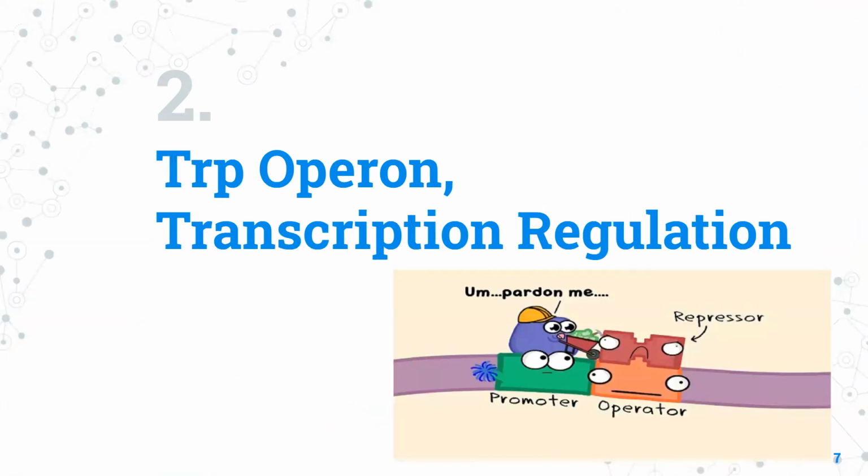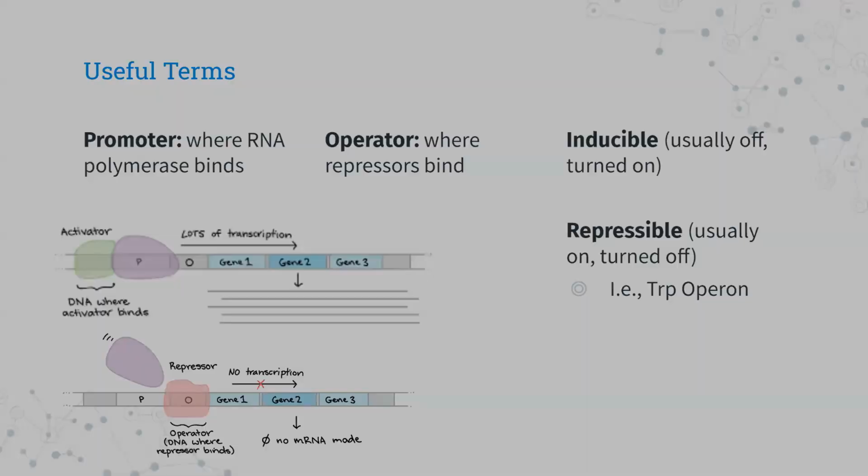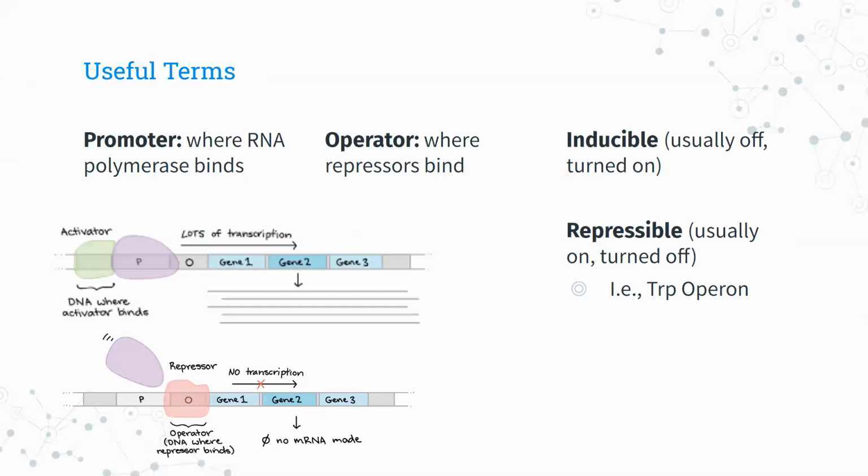Okay, the TRP operon, this is going to take a little longer. This is about transcriptional regulation. Just to go through the operon again, the promoter is where the RNA polymerase binds. It's marked with a P here with the purple blob on it. The operator is where the repressor binds, which stops that promoter from binding. This is the pink blob in the bottom left, and it's on the O region.